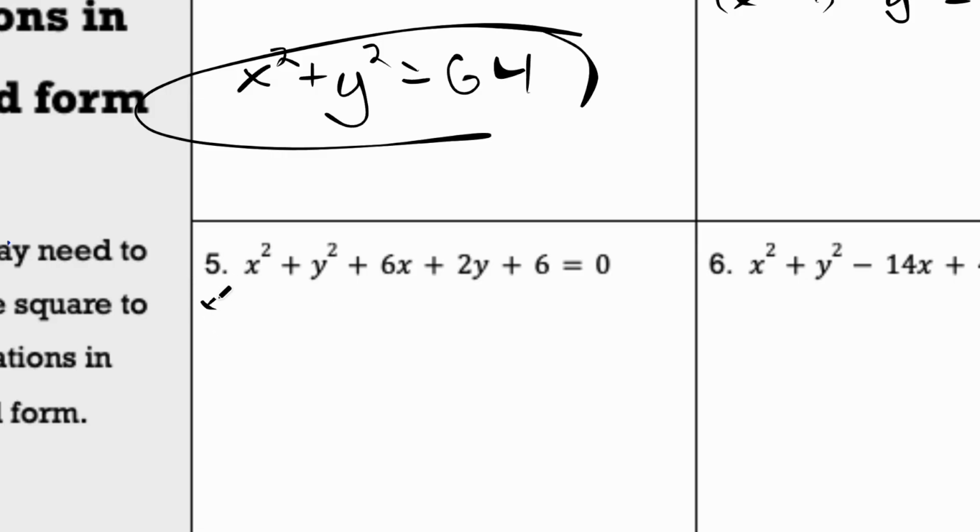I'm going to say x squared plus 6x plus something. I'm going to leave that space blank, plus y squared plus 2y. And actually here I'm going to leave space for something else, but I'm going to move this 6 to the other side. So I'm going to subtract 6 from both sides.